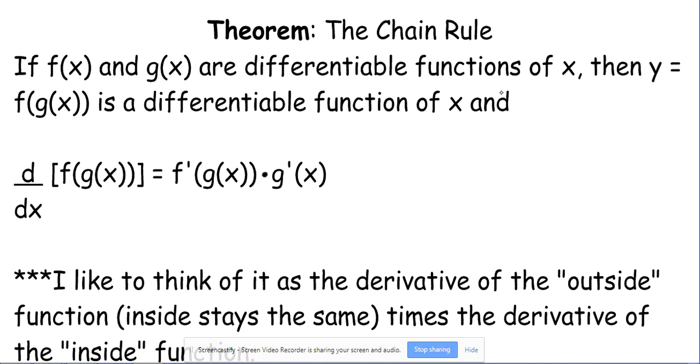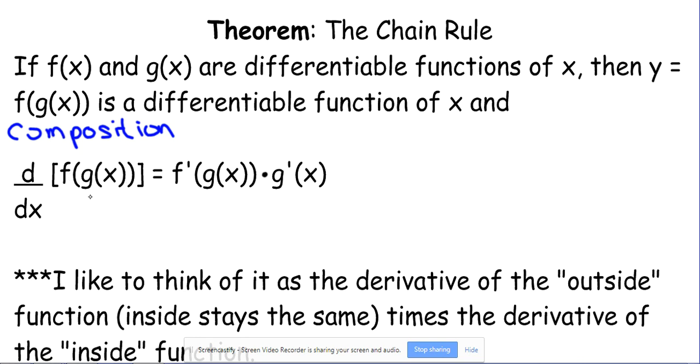If f and g are differentiable functions of x, then y equals f of g of x. Remember, that's our composition of functions. We have plugged g of x into f of x. So the square root of x cubed: g of x would be x cubed, f of x would be the square root of x. We plugged x cubed into the square root. We'll look at some more examples here in a minute. But here's what the chain rule says.